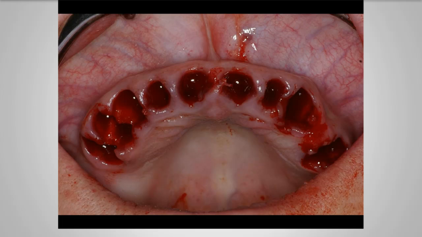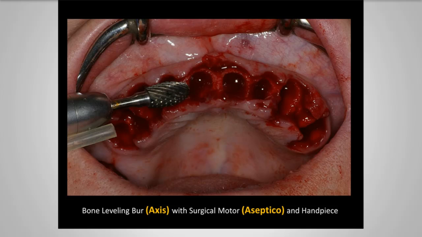When we take a look, we see that very little trauma was induced in the gingival tissue of this region. However, in immediate dentures, I like to reflect a full flap once the teeth are extracted, and then I like to level the bone using a bone leveling burr. This is from Axis, and again we use the surgical motor and handpiece from Aseptico.